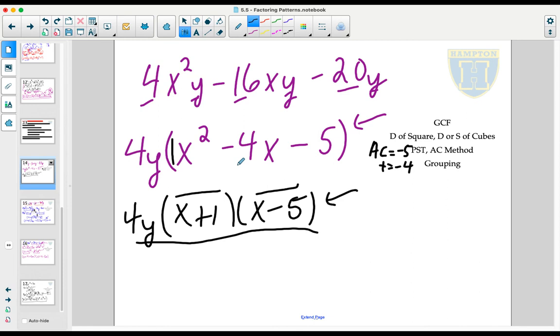So a lot of different options come up when you factor these. So you really do have to use that checklist to make sure that you're covering each one of the steps, because you don't want to leave behind any factors that can be factored just a little bit more.